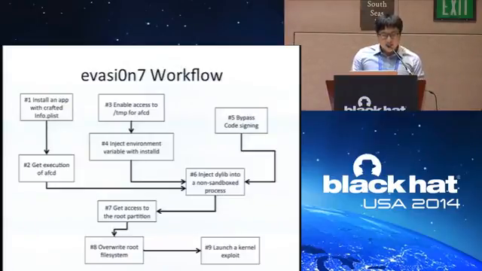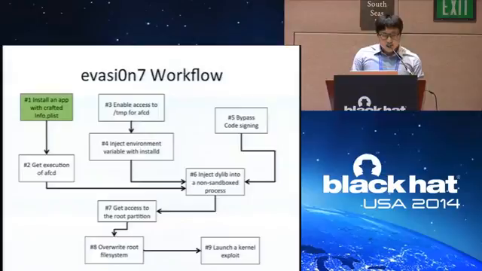This is an exploit workflow graph of the Evasion 7 attack. We identified 9 vulnerabilities that are chained together to achieve the jailbreak in Evasion 7. So we will cover them one by one. Let's start with the first step.